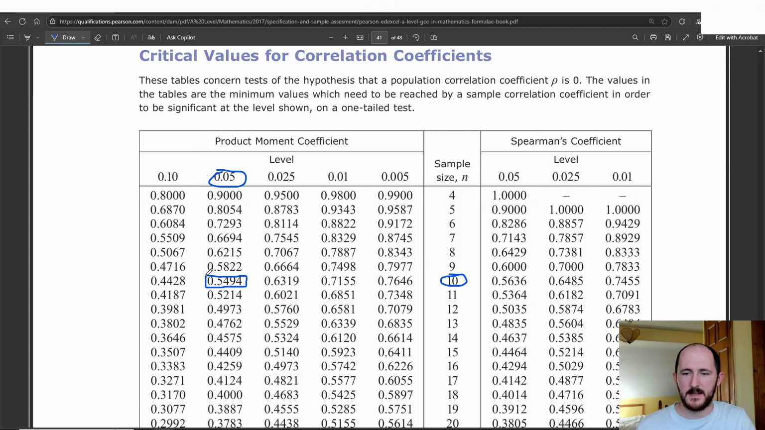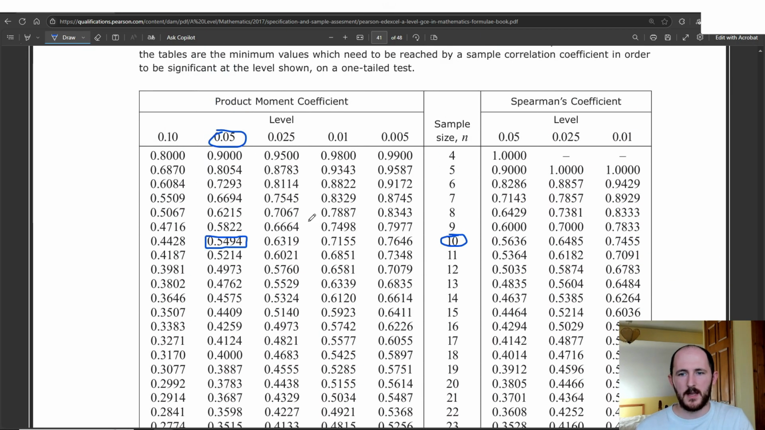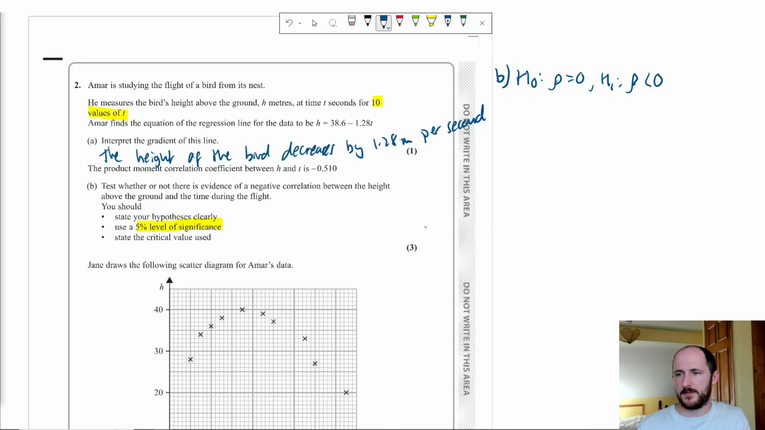Now, you might notice that as critical values, it's a bit weird because all of these are positive. There are no negative ones. The good news is the positive value and the negative value are the same. So 0.5494 and negative 0.5494, you get both values from here. So I'm going to write critical value is 0.5494. Now again, because we're doing negative correlation, it's obviously not going to be positive, so instead we're also going to use the negative 0.5494 value.